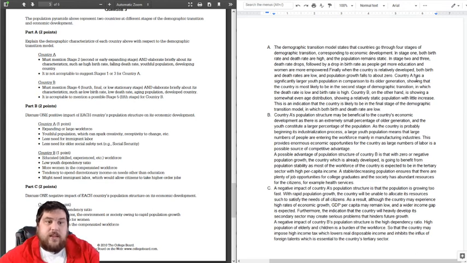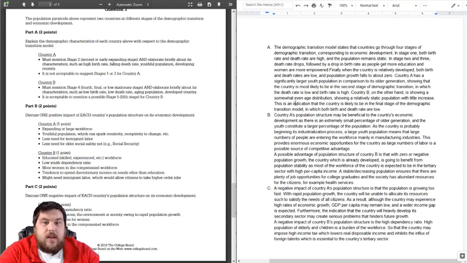Now they'll go into their answer. Country A has significantly larger youth population in comparison to its older generation, showing the country is most likely in the second stage of the demographic transition. So they mentioned second stage, in which death rate is low and birth rate is high. They elaborated and explained what stage 2 is.